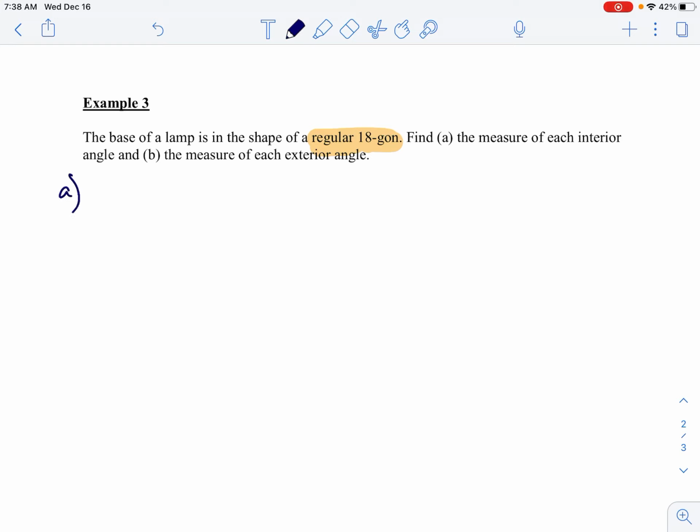So it looks like we're going to be splitting up things here. I'm going to do A over here, I'll do B over here, and maybe a little dividing line. So A, which is the measure of each interior angle. I know that it is a regular 18-gon, which is important because remember, regular means equal sides. It also means equal angles. So if they want me to find just one interior angle, that means I'm going to have to find the sum of all the interior angles, and then divide by the number of angles because I know that they'll all be the same.